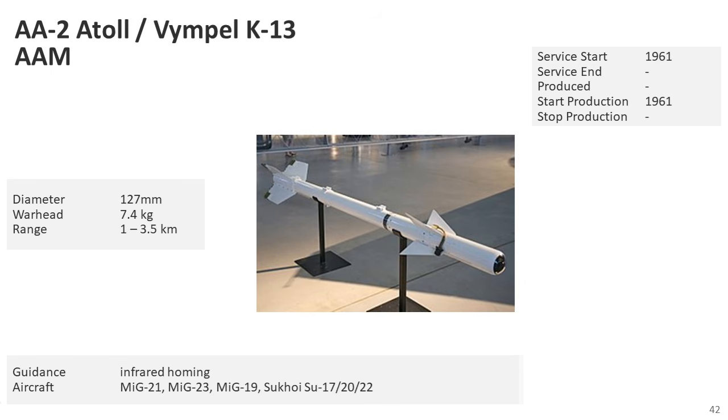The K-13, or NATO reporting name AA-2 Atoll, is a short-range, infrared homing air-to-air missile. It is similar in appearance and function to the American AIM-9 Sidewinder, from which it was reverse-engineered.